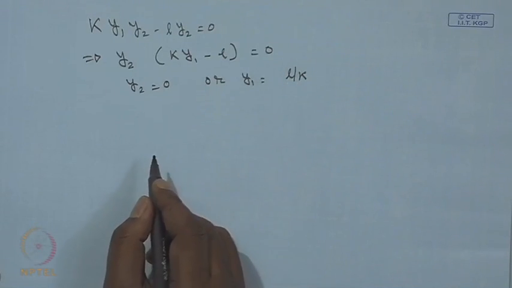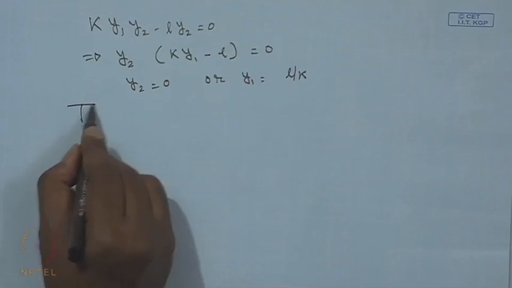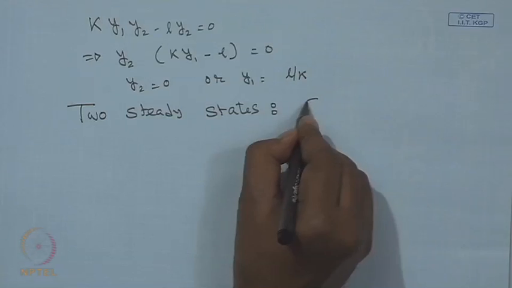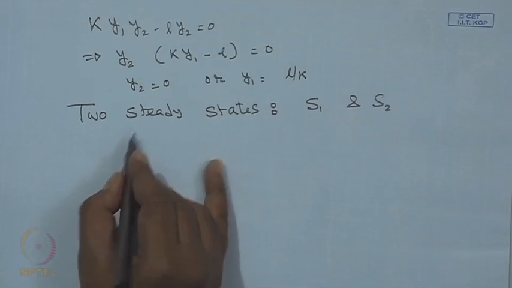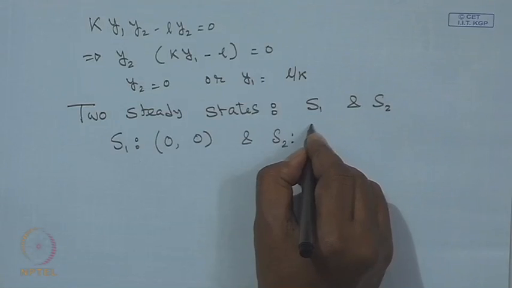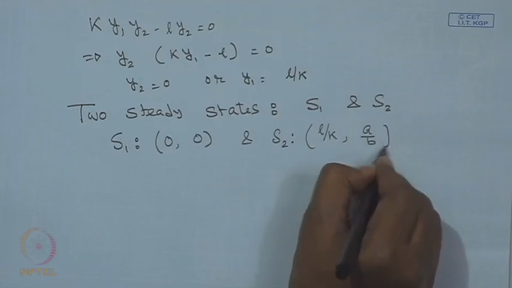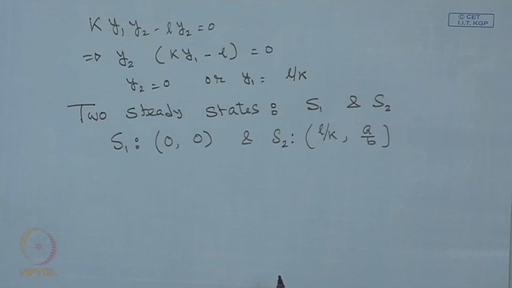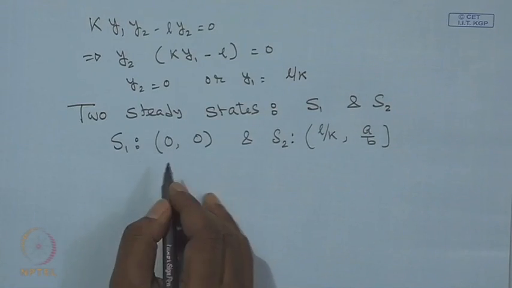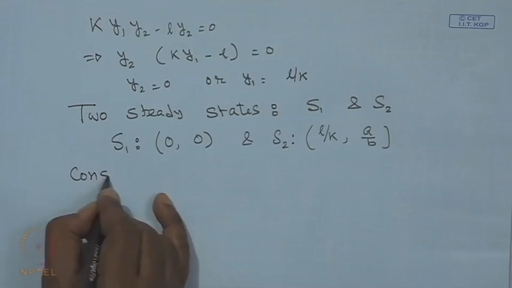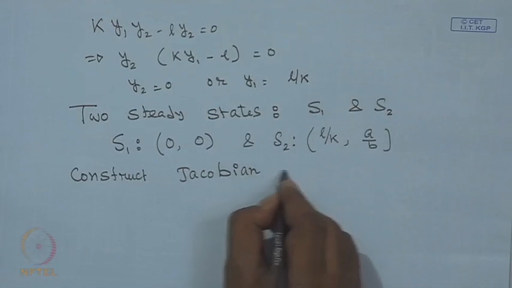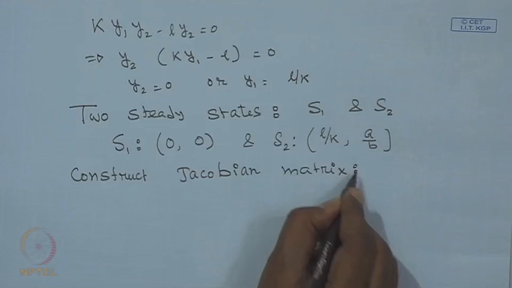So, there exist two steady states in this particular problem. These two steady states are denoted by S1 and S2, and S1 is (0, 0) and S2 is (l by k, a by b). So, these are the two steady states of this particular process, and we will check the stability of these two steady states one after another. But before that, we construct the Jacobian matrix.